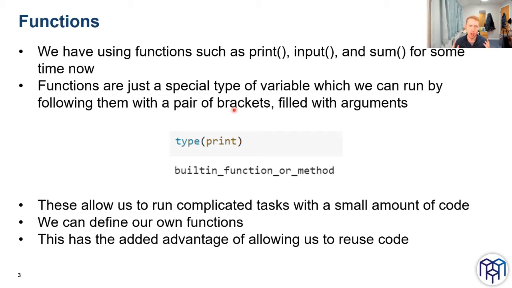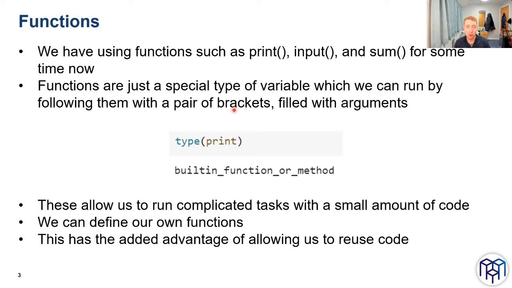And so functions actually aren't that unique or special. They're just another type of variable or another type of object. We've seen integers, floats and strings. A function is just another example of an object type. And actually this is a good point to mention that everything in Python is an object. So a function is just another example of one of these types of variables.